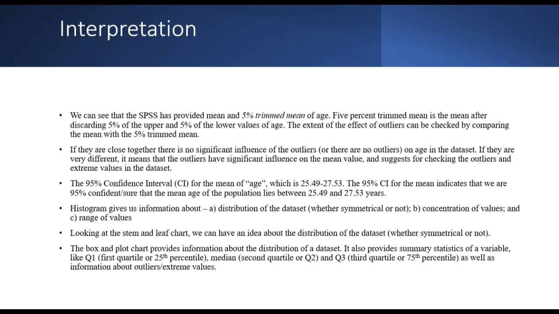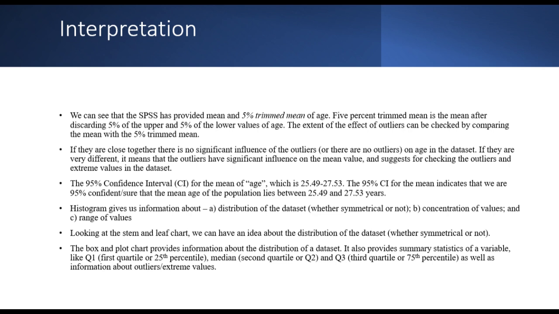If they are close together, there is no significant influence of the outliers, or there are no outliers, on age in the dataset. If they are very different, it means that the outliers have significant influence on the mean value, and suggests checking the outliers and extreme values in the dataset. The 95% confidence interval, CI, for the mean of age is 25.49 to 27.53. The 95% CI for the mean indicates that we are 95% confident that the mean age of the population lies between 25.49 and 27.53 years.